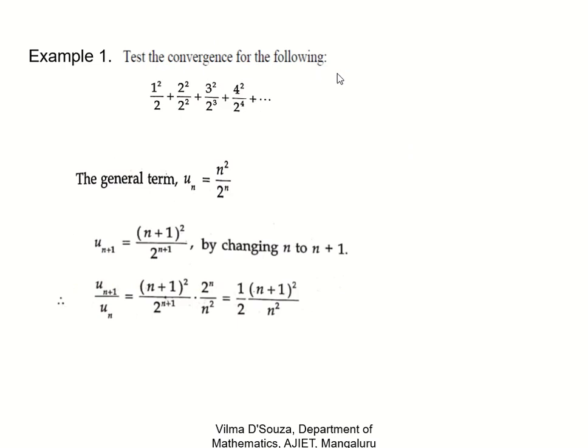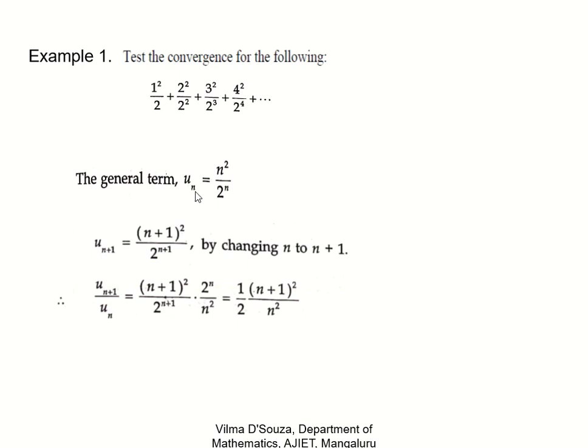Test the convergence for the following: 1 square by 2 plus 2 square by 2 square plus 3 square by 2 cube plus 4 square by 2 power 4, and so on. So here it is not given in the form of summation un. So you have to write the general term. You can observe here, numerator is 1 square, 2 square, 3 square, 4 square.